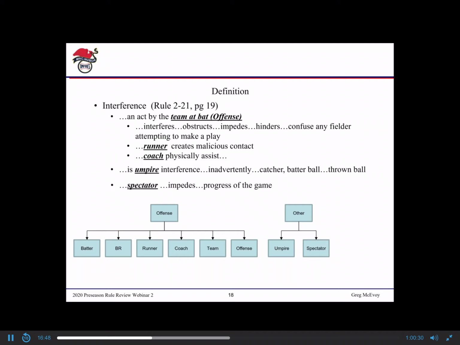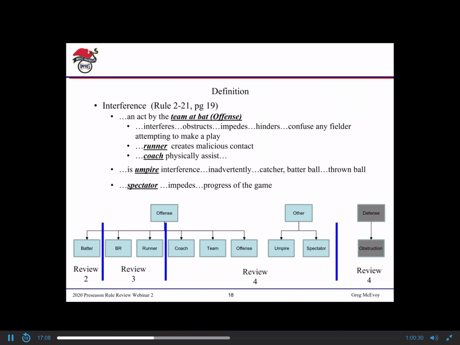Spectators, for the most part, at the high school level, all of our fields are enclosed. We really shouldn't have to worry too much about spectator interference. There is what everyone calls catcher's interference, which is really obstruction, catcher's obstruction. That's on the defense, not the offense. So we've broken it down. Review 2 tonight, we'll look at batter interference, then review 3, we'll look at the batter runner and the runner. And then review 4, we'll cover everything else.